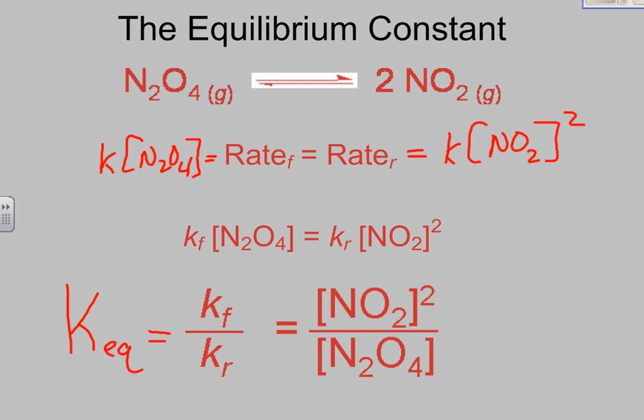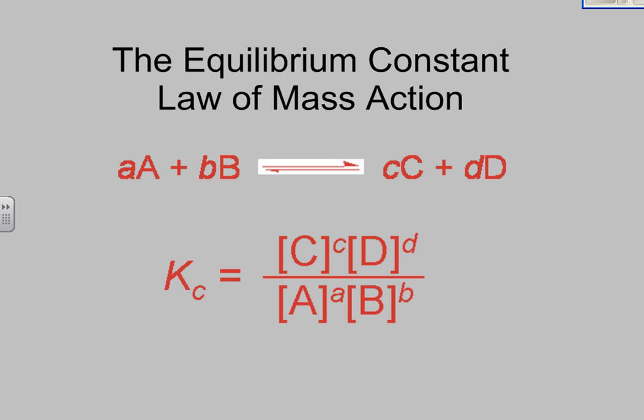So our general statement for this is related in something called the law of mass action. You can see here, if we take a general equilibrium equation, aA plus bB going to cC plus dD, we can say that the equilibrium constant, the Kc in terms of concentration, is equal to the concentration of each product raised to the power of its coefficient divided by the concentration of each reactant raised to the power of its coefficient.